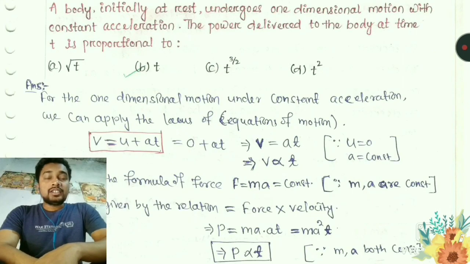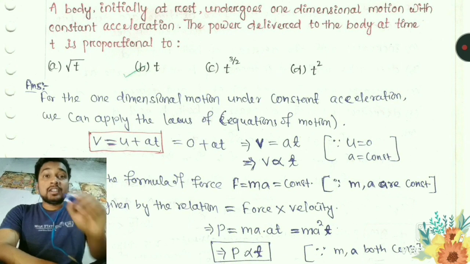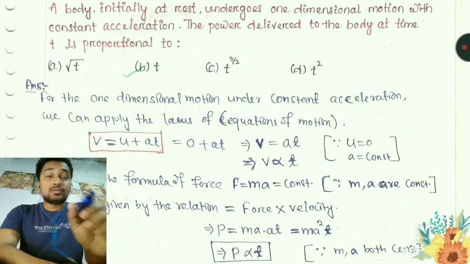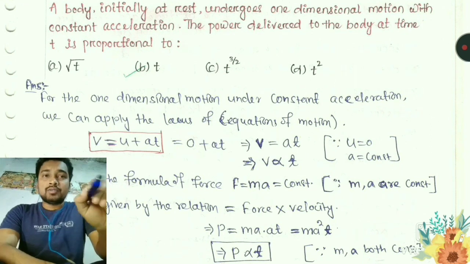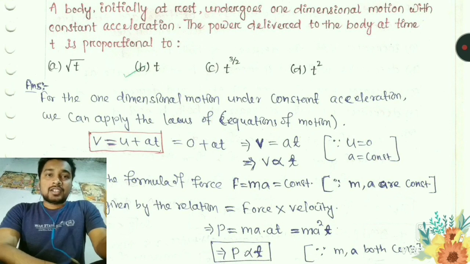The next question is from one-dimensional motion of a body at constant acceleration. I told you in my last video that unless it is given that the motion is under constant acceleration, you can't apply the laws of motion. But here it is given one-dimensional motion with constant acceleration, so you can apply the equations of motion. We apply v equal to u plus at, given initially at rest, so u equal to 0, then v is proportional to t, as a is constant. From F equal to ma, m is a constant and a is a constant, so force becomes constant.